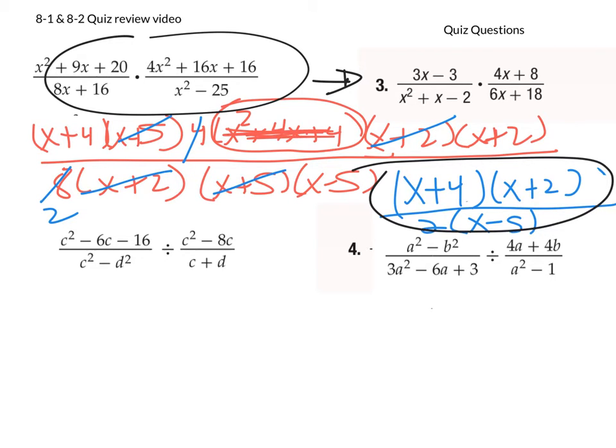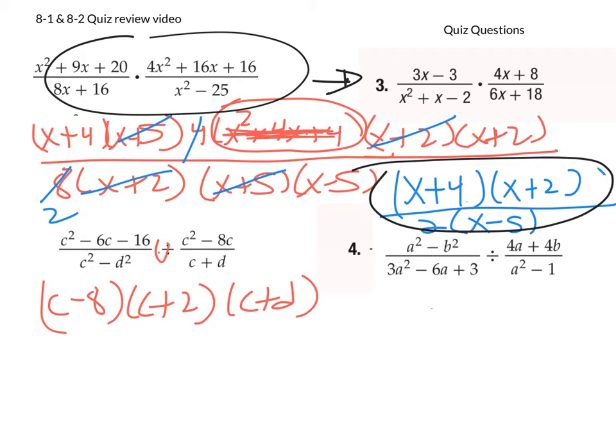Now we're going to do these division problems. The difference is division means to flip. So I'm going to factor c minus 8 and c plus 2, which gives me 16 and negative 6. And the c plus d now becomes the top. Notice how I just get rid of the multiplication sign and put them all together.